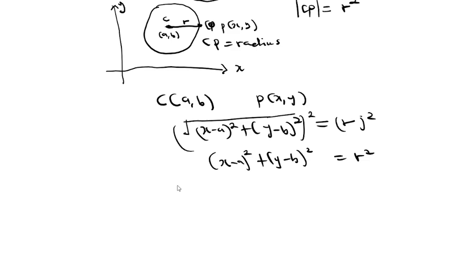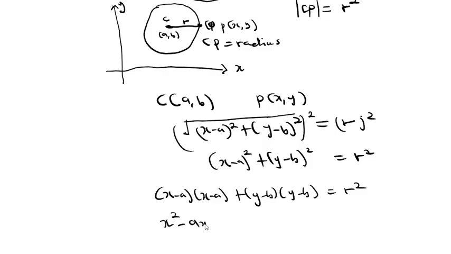Let's expand this. This is the same as x minus a times x minus a, plus y minus b times y minus b, equal to R squared. Expanding, we get x squared minus ax minus another ax, plus y squared minus by minus another by, plus b squared. Sorry, this is supposed to also include plus a squared here, equal to R squared.